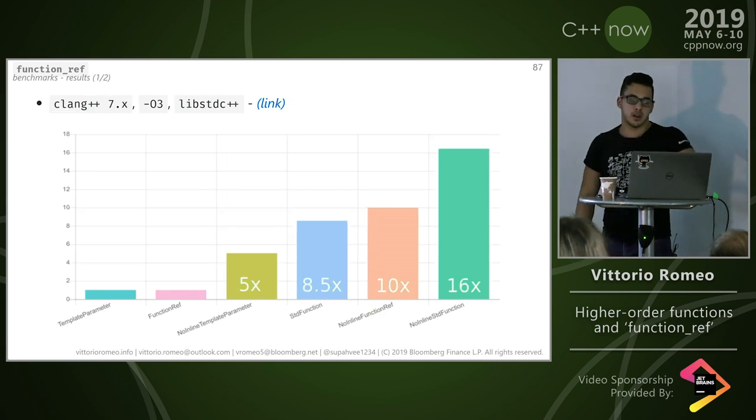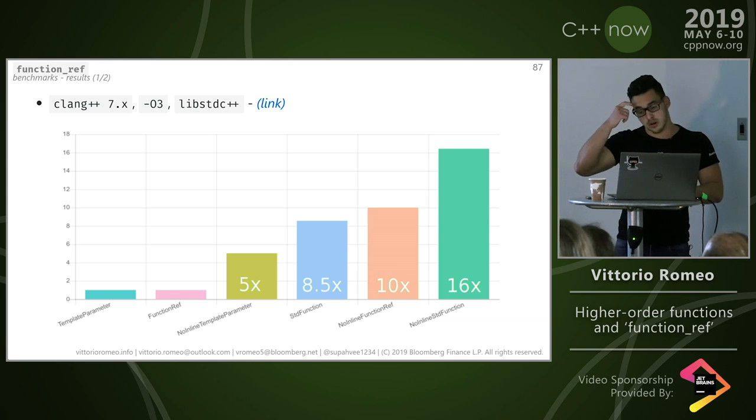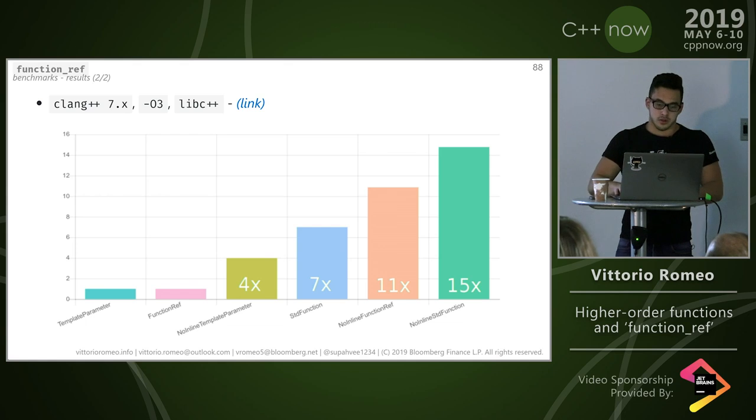I tried Clang 7.x, and again, template and function_ref are the same with inlining, and std::function is 8.5 times slower, and we have the same hierarchy without inlining. I also tried with libc++, same thing, std::function is a little bit better.